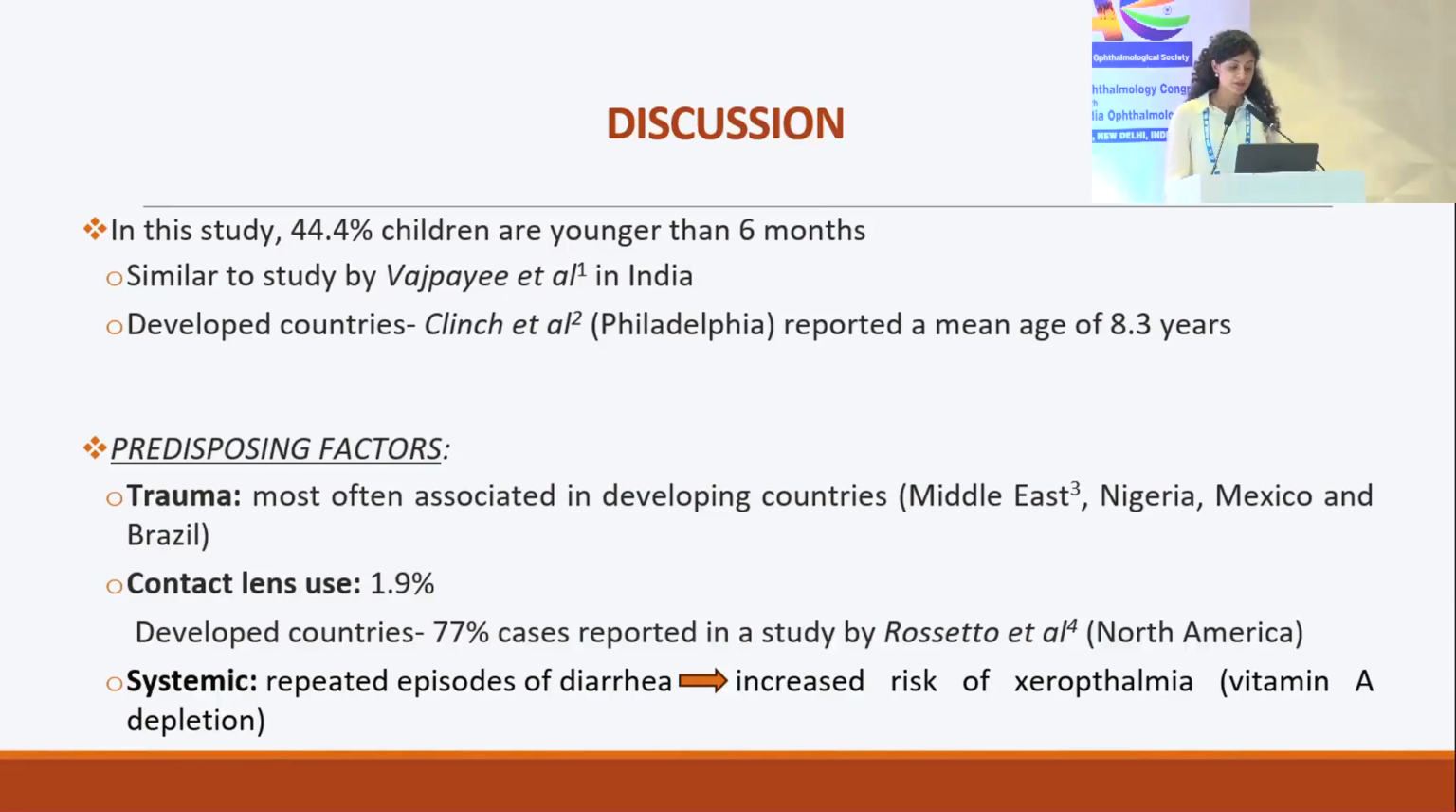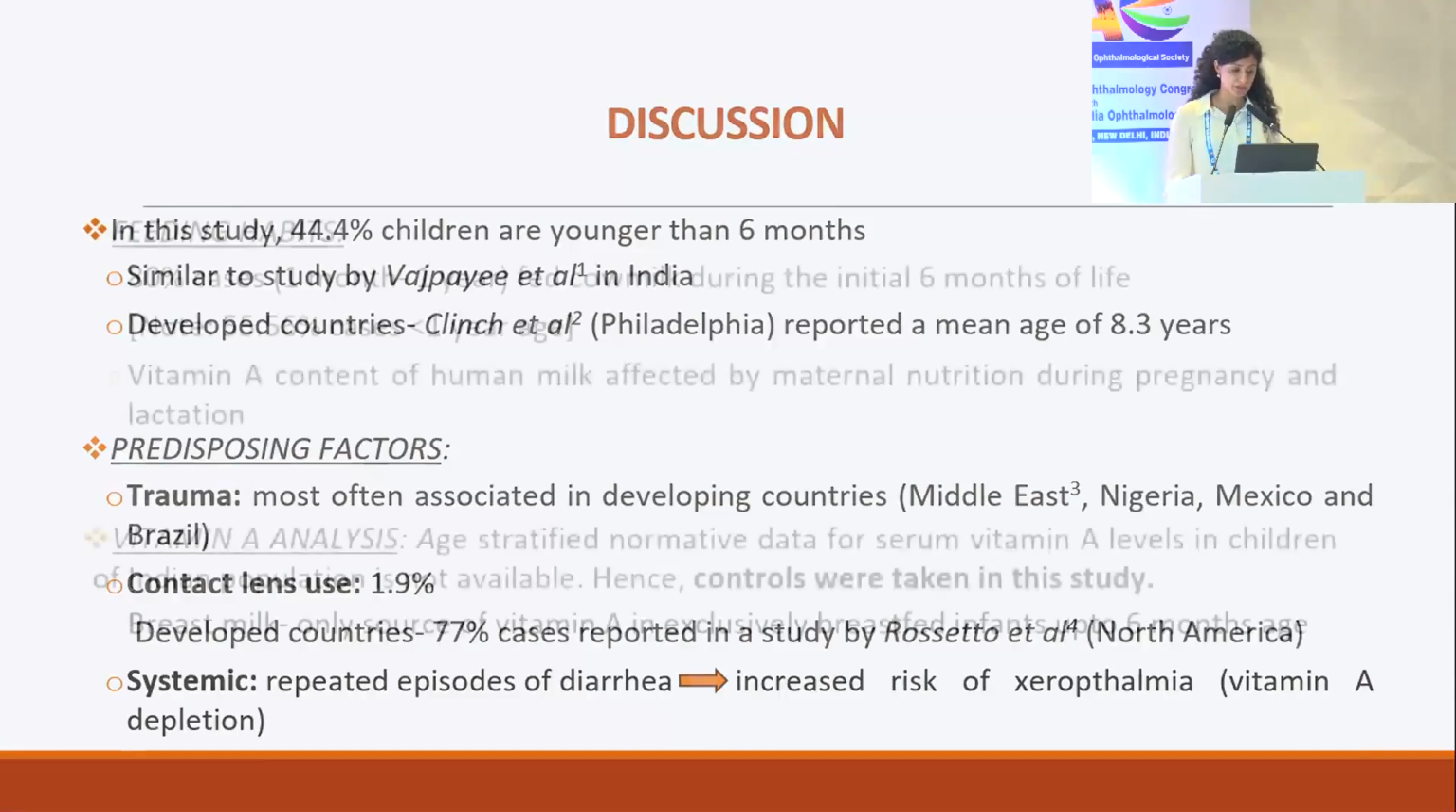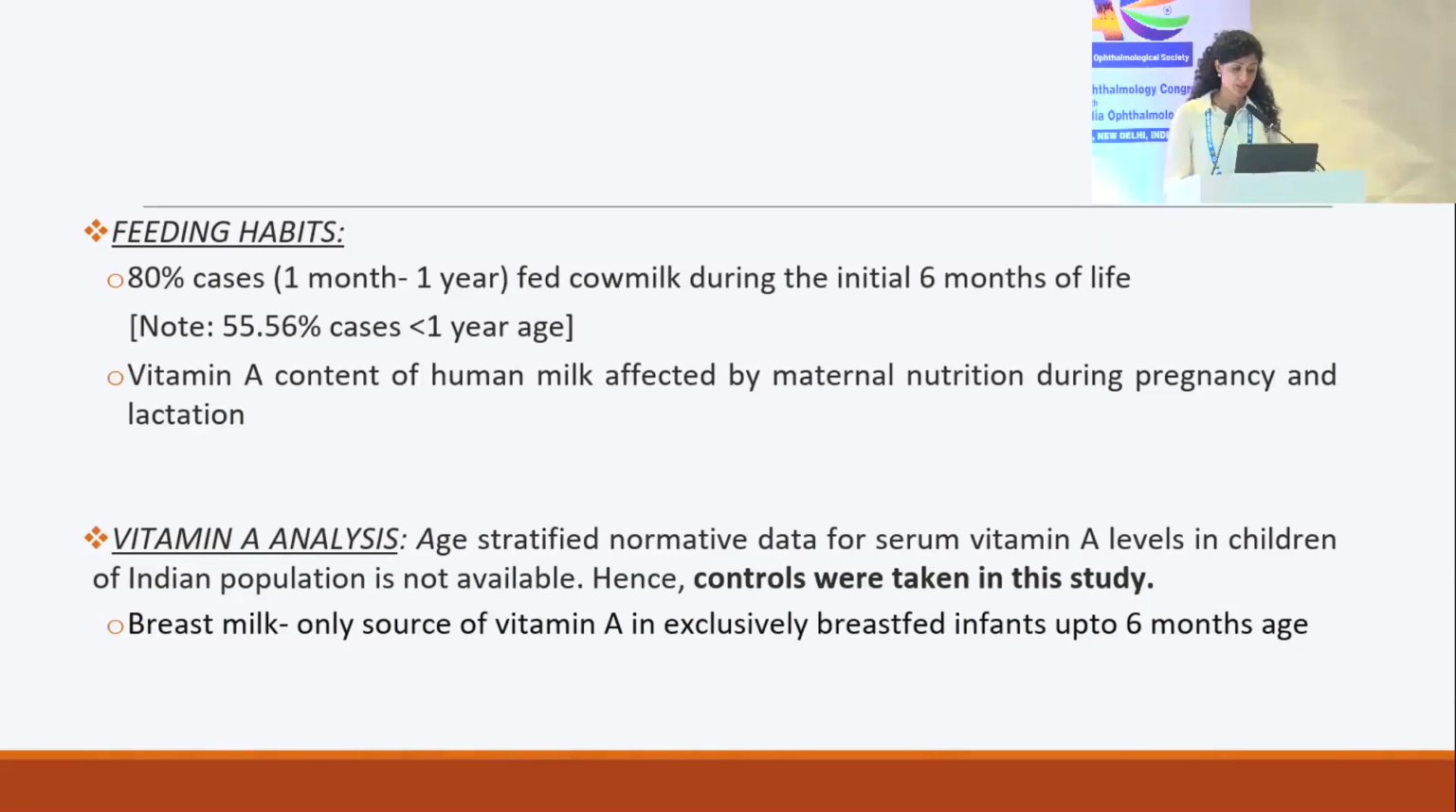And for systemic illnesses, repeated episodes of diarrhea leads to increased risk of xerophthalmia due to vitamin A depletion. For feeding habits, 80% cases were fed cow milk during the initial 6 months of life, and we need to note that 55.56% cases were less than 1 year age in our study. Vitamin A content of human milk is also affected by the maternal nutrition during pregnancy and lactation.